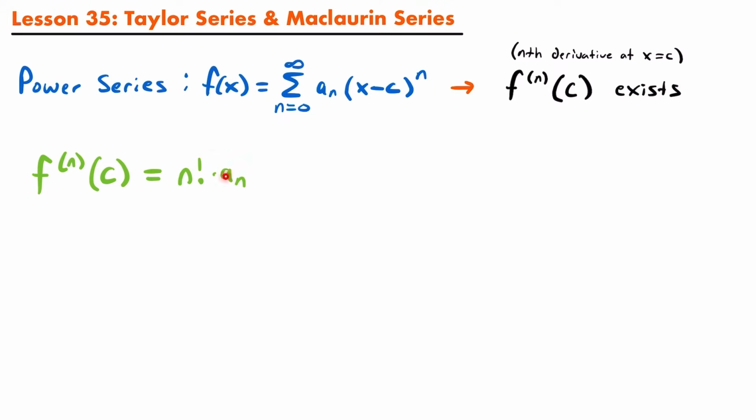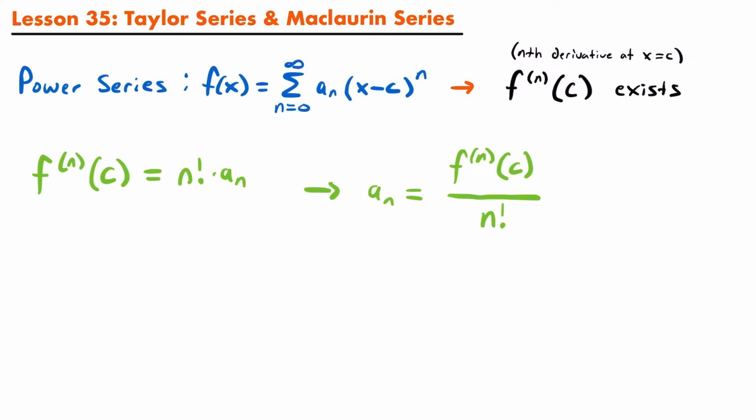And so why is this important? Why do we care what the value of an nth derivative would be when x equals c? Well, watch what happens if we solve for a sub n. If we solve for a sub n, what we'll have to do is divide both sides by n factorial, and so we would have that a sub n is equal to the nth derivative evaluated at c divided by n factorial.